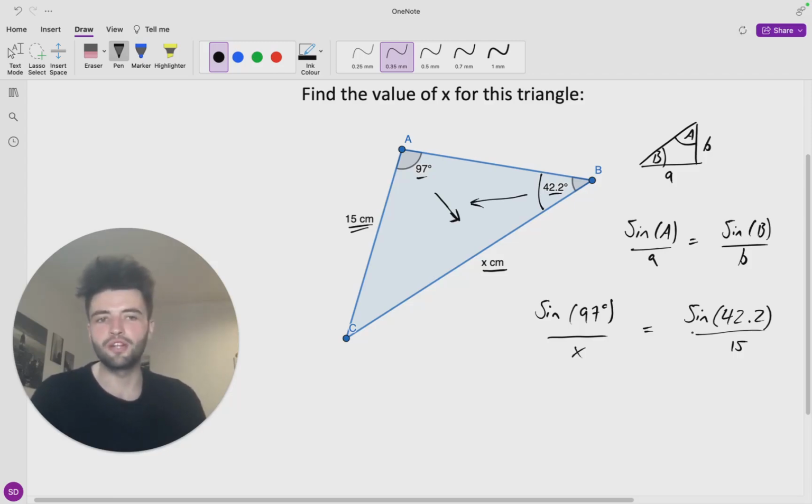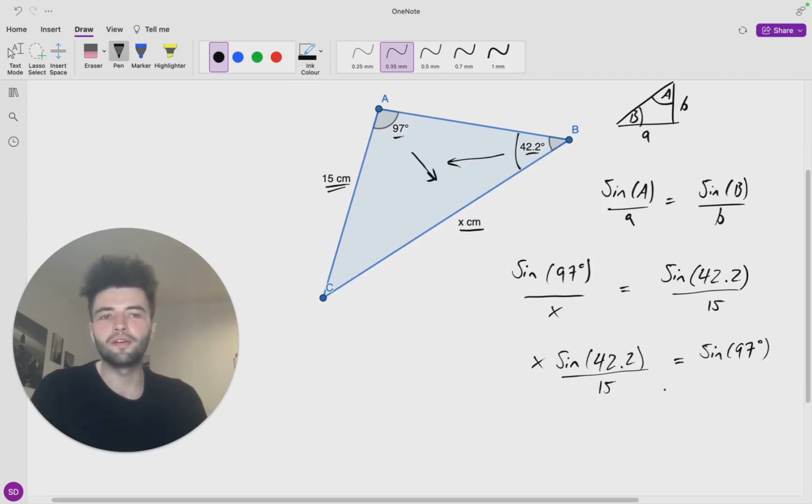We can start rearranging this, and I think the best thing to do is first get x away from the bottom, because we can't really work with anything on the bottom of a fraction. So I'm going to multiply by x all the way across, just to get rid of it from being on the bottom. By doing that, we now get this equation where we've got x on the left, and then we've got our initial sine 42.2 over 15. The next step is to get x on its own.